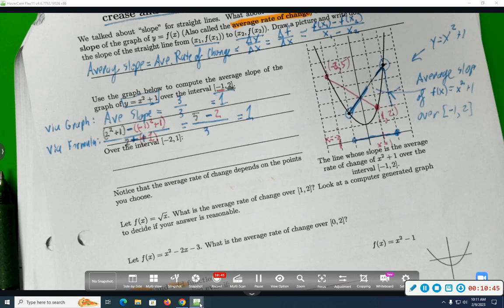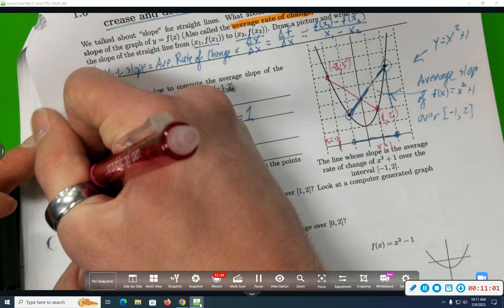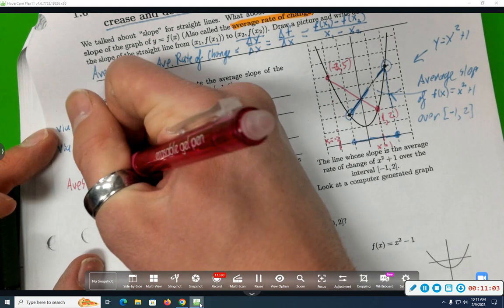Whenever you do something just in terms of the graph, you're only as precise as the graph is. It sure looks like it's negative 1. It could be off by some small number. Let's also do it using the formula. Average slope is.